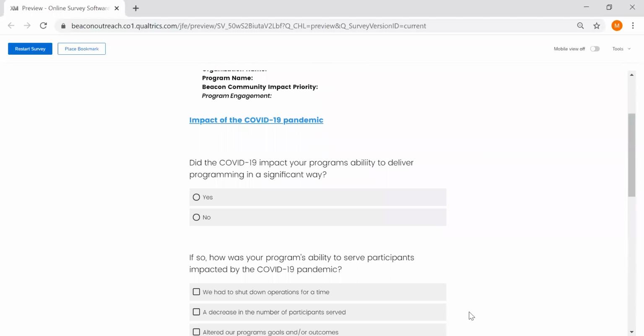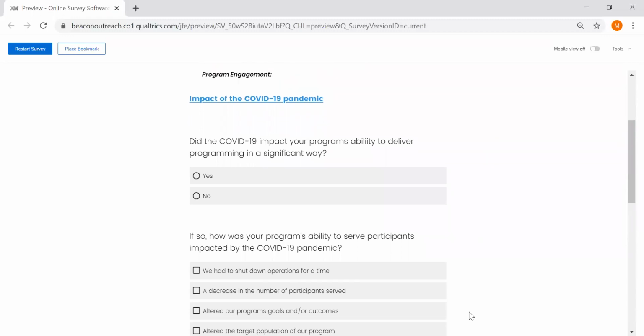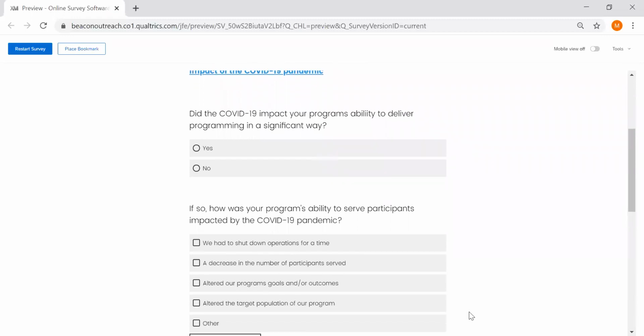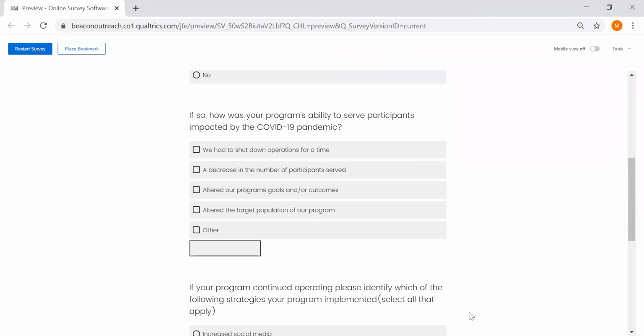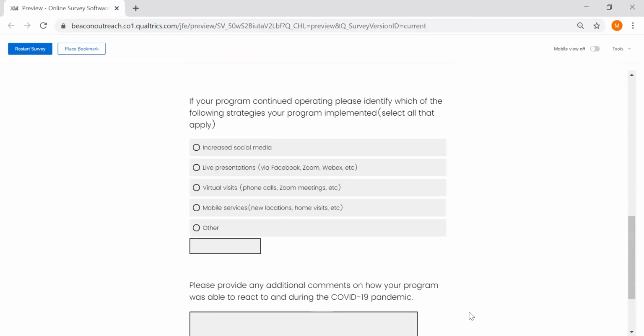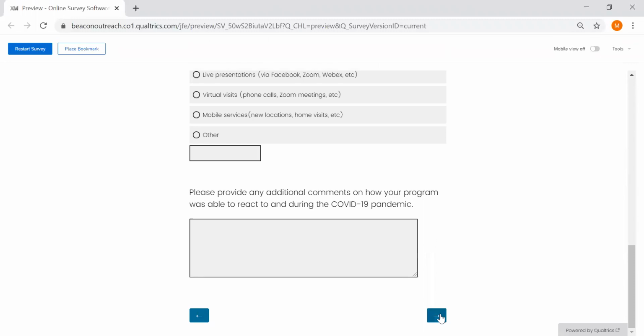The next set of questions help us to understand how the COVID-19 pandemic has impacted your organization. Please respond as appropriate when the questions relate to your organization or program.